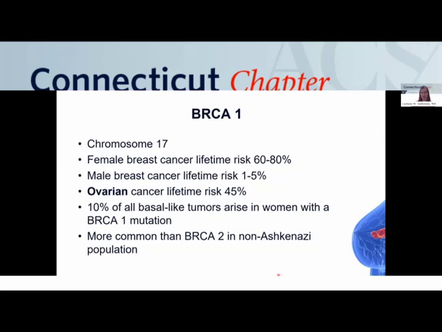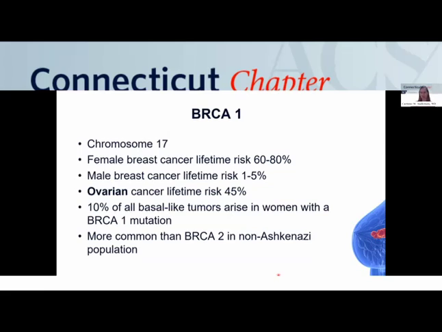Ovarian cancer is 45%. When you look at these patients with a BRCA1 mutation who develop breast cancer, the most common cancer in these patients is still luminal, but there is an overall higher proportion of triple negative cancers than in the general population. It's one of the reasons that when we look at genetic testing, anyone who has a triple negative breast cancer is recommended to undergo testing, because we know again that within that BRCA population, you are more likely to get a triple negative cancer.